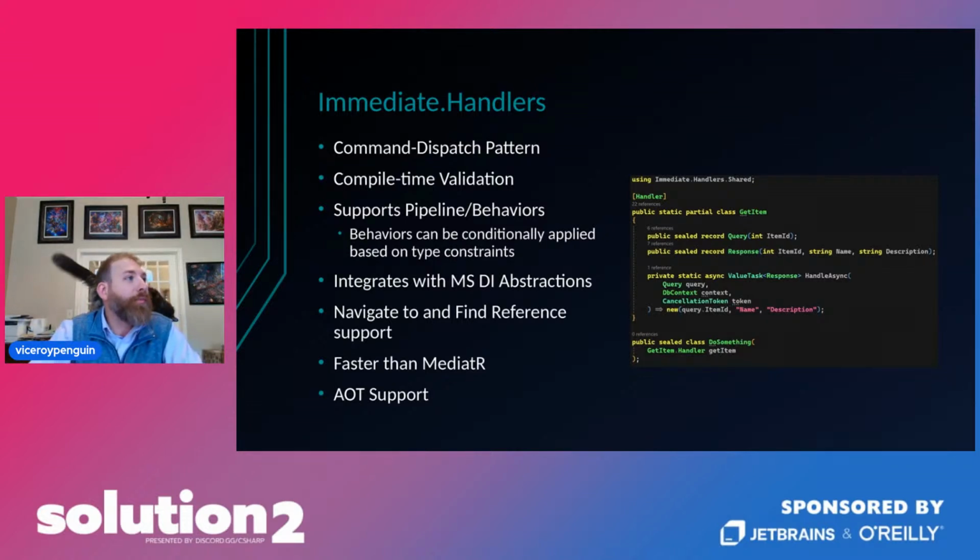Because it's source generated, because it is all connected together with strong types, navigate to, find reference, F12, all of those work exactly as you would expect. You can hit F12 on a handler and you can go to the source generated code and see everything that it's doing. And then you can get back to the handle async from there. So you have that strong compile time connection to see from start to finish what my code is doing. And there's also AOT support for the people that have that need.